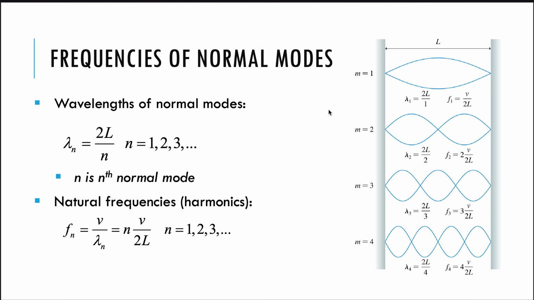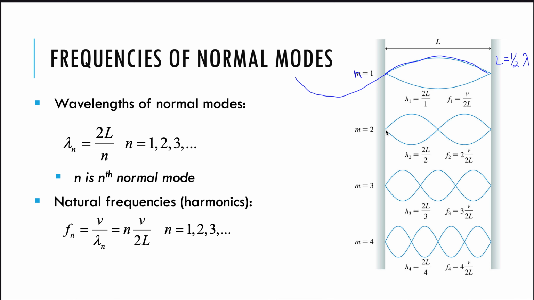Let's look at the frequencies of these normal modes of vibration. First, let's look at the wavelength. It's easier to see. Remember that our string here that is fixed at both ends has a length L. If we look at the first mode of vibration here with n equal to 1, we can see that this here is only half of a wavelength, because a full wavelength would look like this. So this means that L is equal to 1/2 of the wavelength. So that means that the wavelength is equal to 2L.